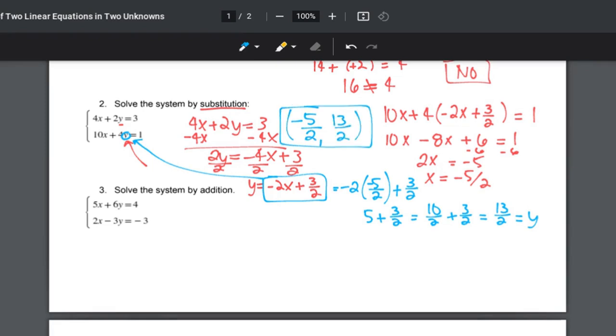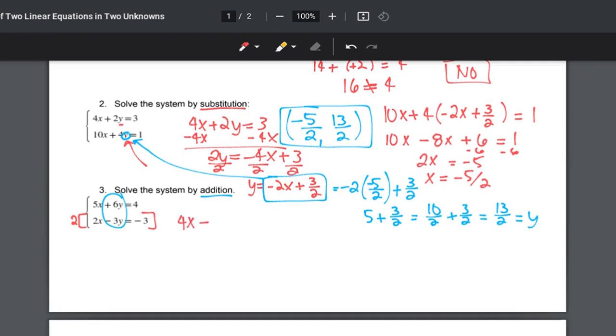All right, the next one says solve by addition, which is your elimination method. So your goal here is to try to eliminate either the x's or the y's. And in order to eliminate them, they need to be the same coefficient, but one needs to be positive and one of them needs to be negative. So I think the easier one would be to try to eliminate the y's. And to do that, I would get the bottom equation to say negative 6y. So if I multiply through by 2, you can multiply by whatever you want.